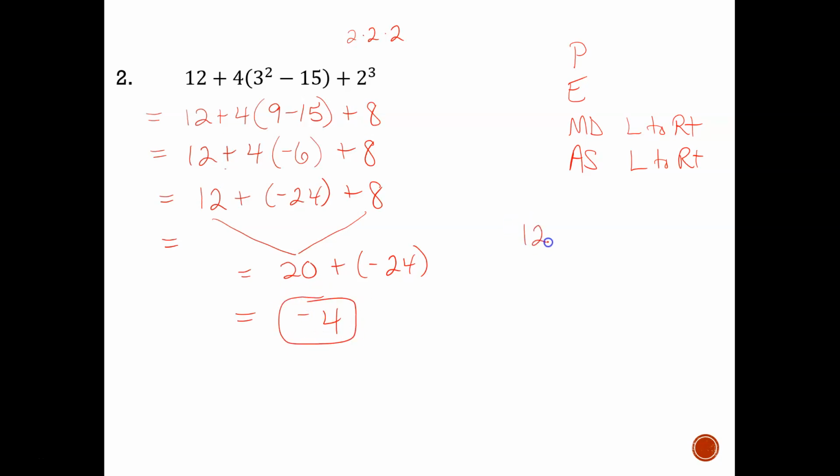Or if you had worked it left to right instead, let's just do that real quick. 12 plus negative 24 is negative 12. And then negative 12 plus 8 is negative 4. So either way there, remember, addition is commutative.